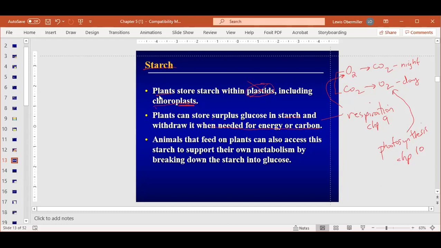So for right now, for the test, I might ask you, where do plants store their starch? And you would tell me chloroplast. Plants can store glucose as starch, and they can use it as an energy source. They can also build other molecules from it.